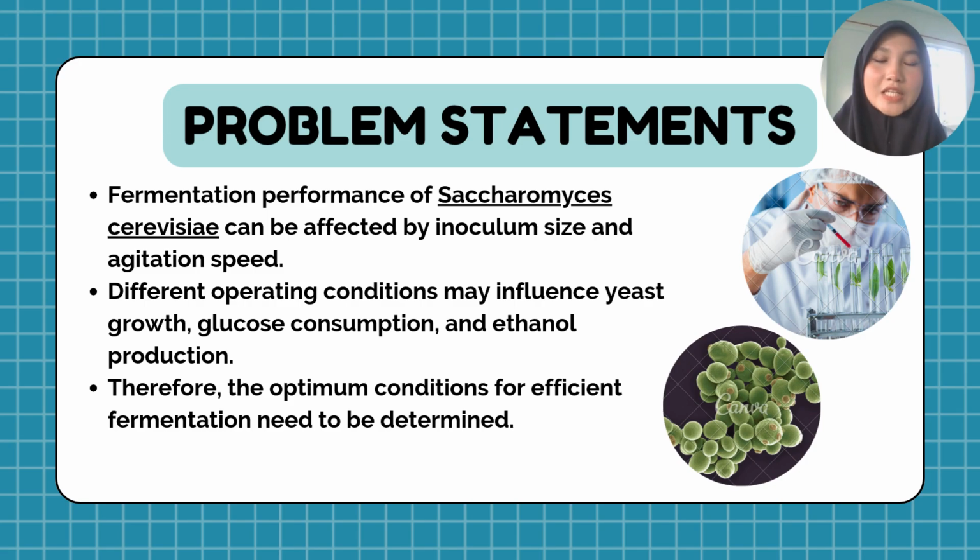Inoculum size determines the initial number of yeast cells present in the culture medium, while agitation speed affects the mixing of nutrients and oxygen transfer throughout the fermentation process. If these conditions are not suitable, yeast growth may be limited, resulting in inefficient glucose utilization and lower ethanol production. Therefore, this study was conducted to evaluate how different inoculum sizes and agitation speeds influence the fermentation performance of Saccharomyces cerevisiae. Understanding these effects is important for optimizing the fermentation process and improving product yield.